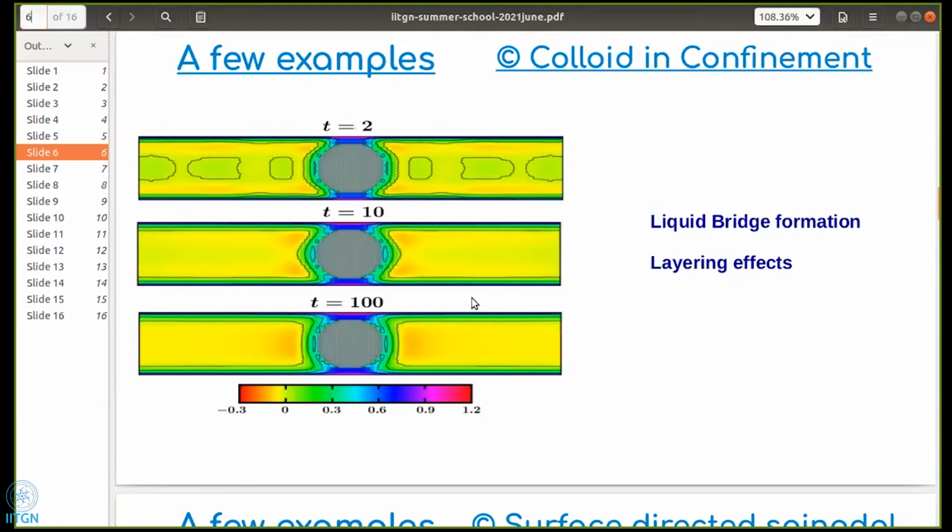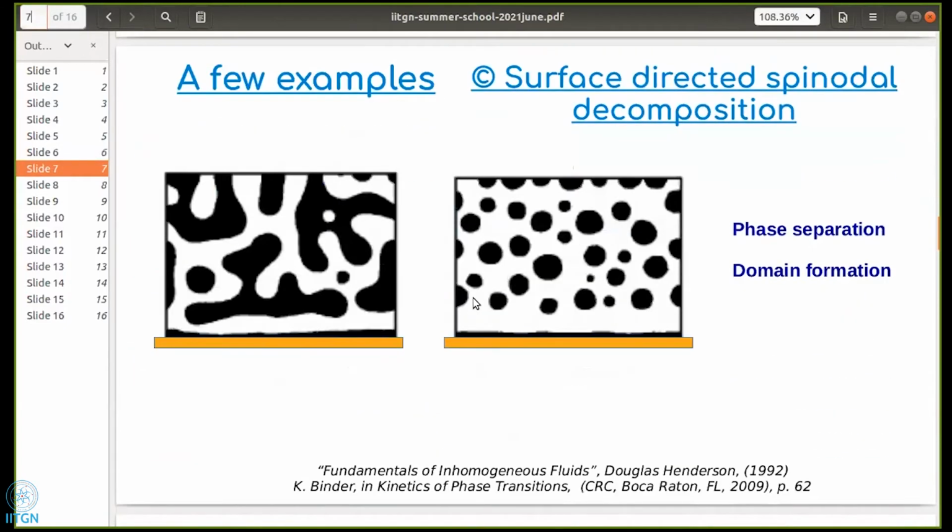Another example is something which is known as surface-directed spinodal decomposition. So what do we mean by that? It's something which is related to the term called phase separation. Okay. So namely, say for example, you have a liquid and this liquid is in contact with a surface which is marked by the yellow slab here. And this yellow slab, or say the surface, has a preferential attraction to one of the two components of the fluid, which is here. Let's say it attracts the black particles more towards it.